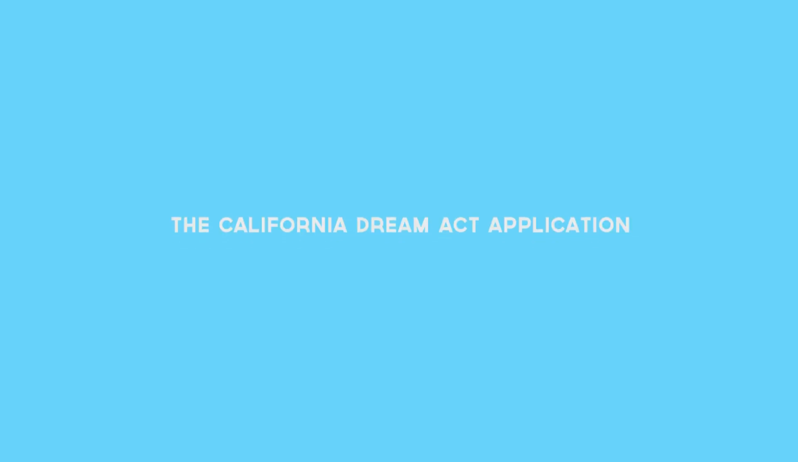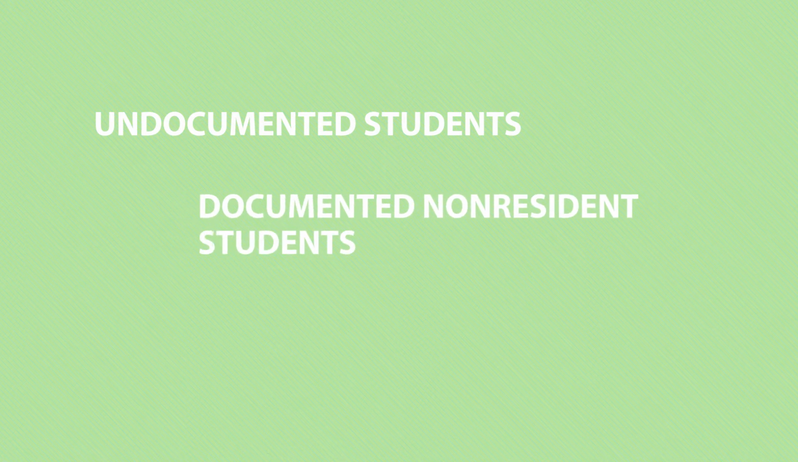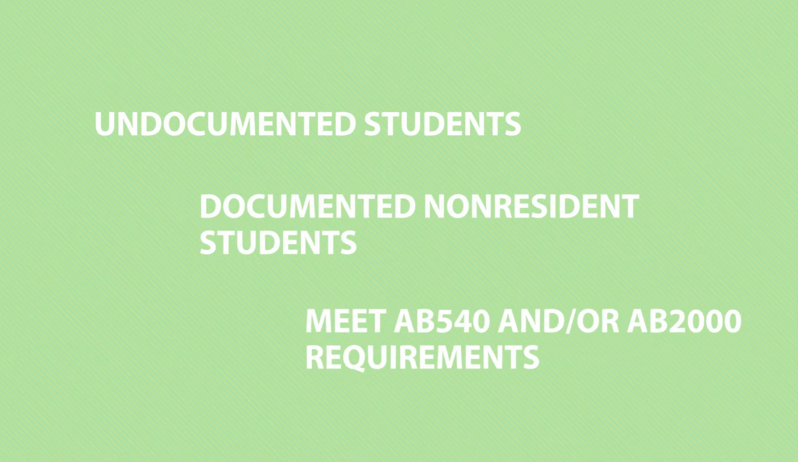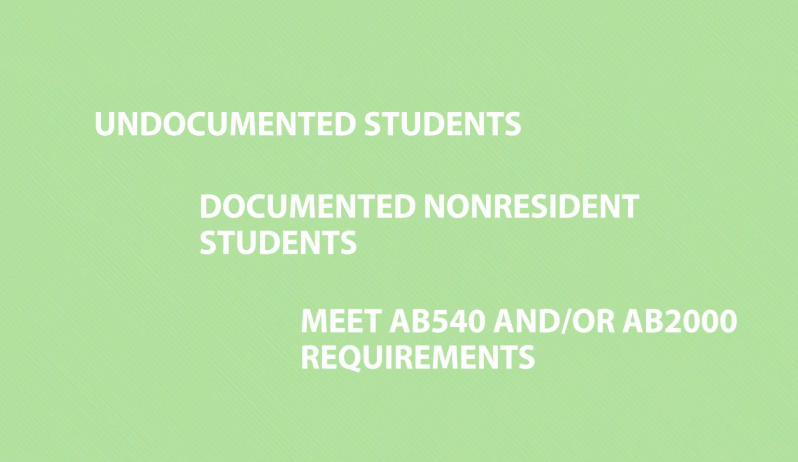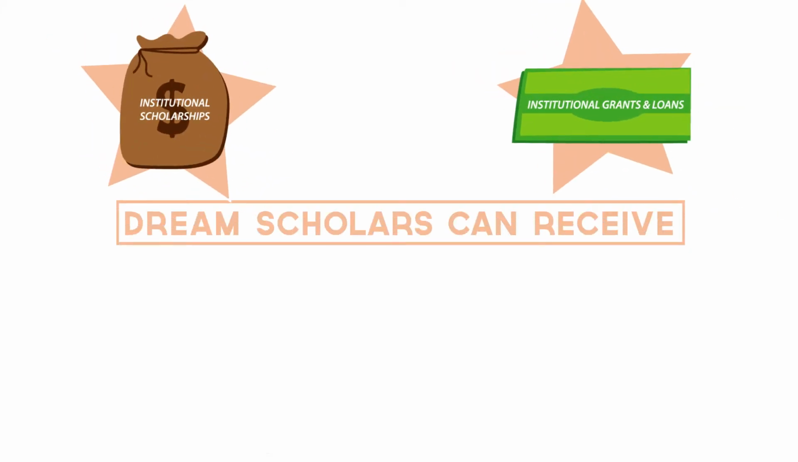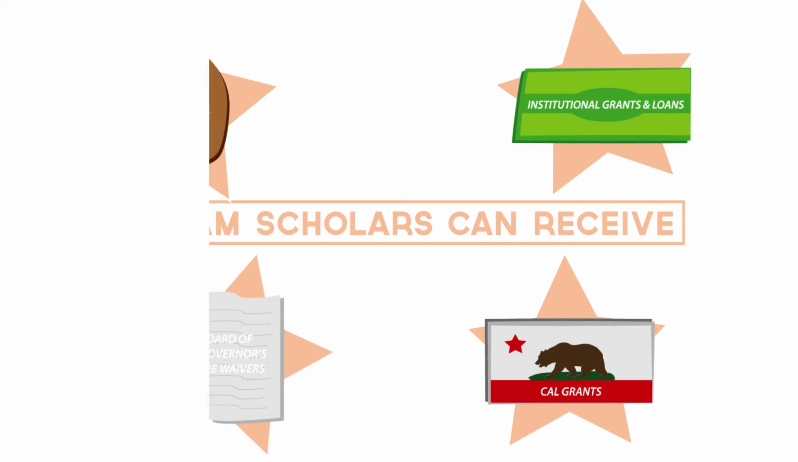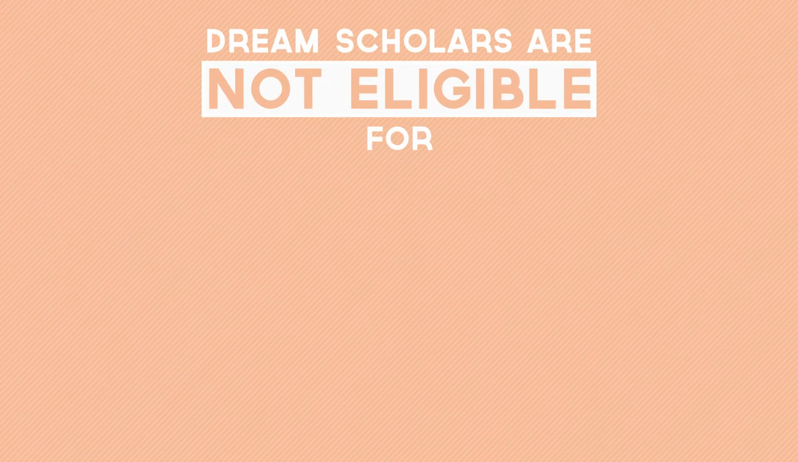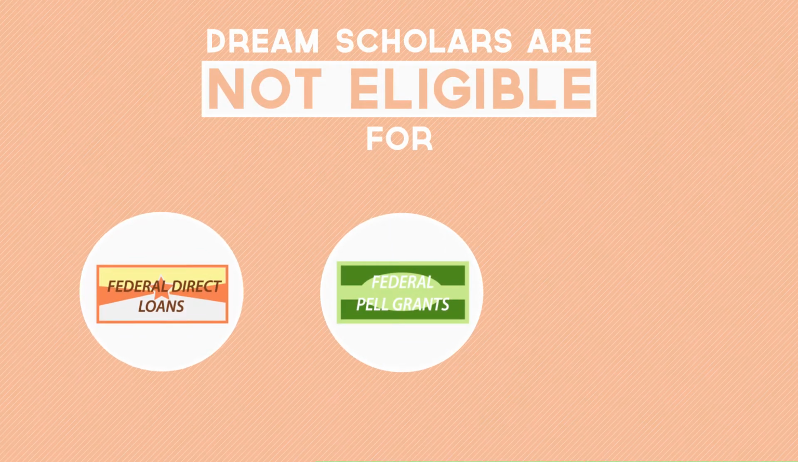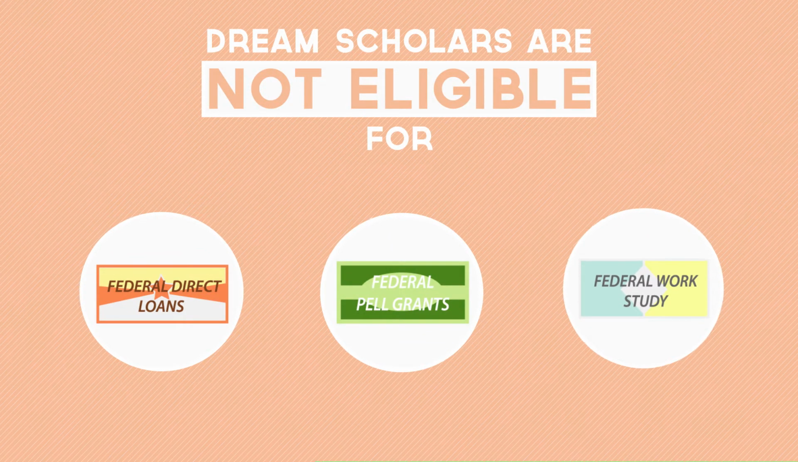The California DREAM Act application allows undocumented students and documented non-resident students who meet the AB 540 and/or AB 2000 requirements to receive state grants, fee waivers, and scholarships. DREAM scholars can possibly receive institutional scholarships, institutional grants and loans, Cal Grants, and Board of Governor fee waivers. However, they are not eligible for federal Pell Grants, federal direct loans, or federal work study.